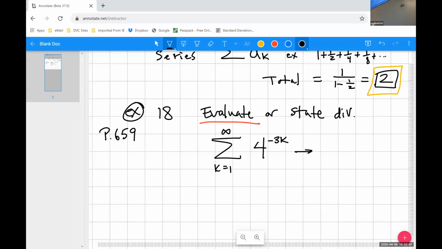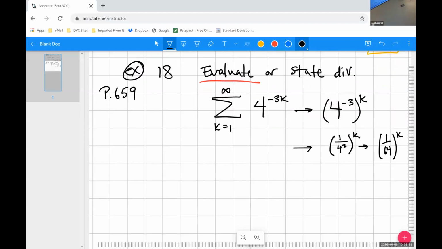So I'm going to rewrite this a little bit so that we can maybe make it easier to see this. 4 to the minus 3k can be seen as 4 to the minus 3, all raised to the k power. And that means that each time that k gets bigger and bigger, you just multiply by another 4 to the minus 3. What is 4 to the minus 3? That's 1 over 4 to the third, which we can see 4 to the third power is 64. So this is 1 over 64 to the k.